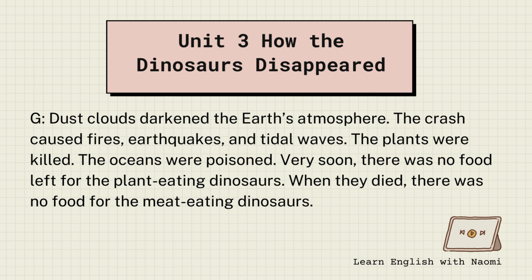The plants were killed. The oceans were poisoned. Very soon, there was no food left for the plant-eating dinosaurs. When they died, there was no food for the meat-eating dinosaurs.